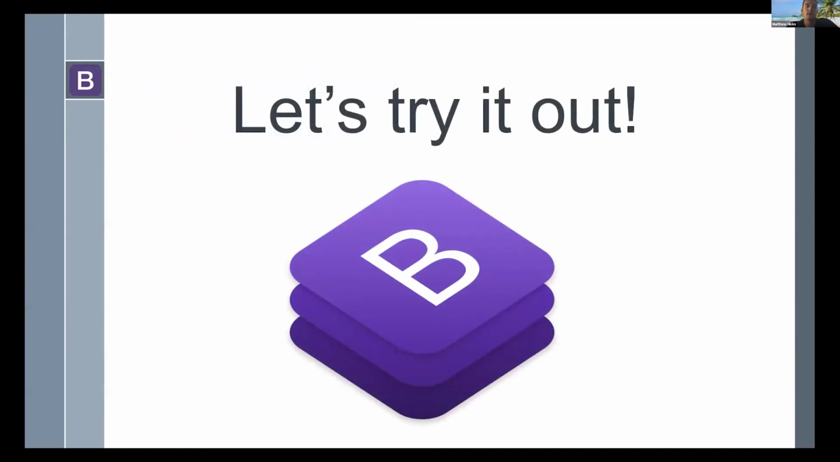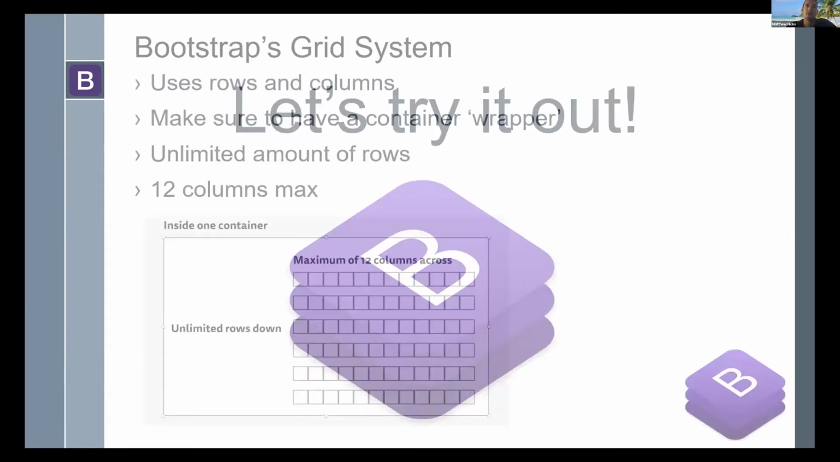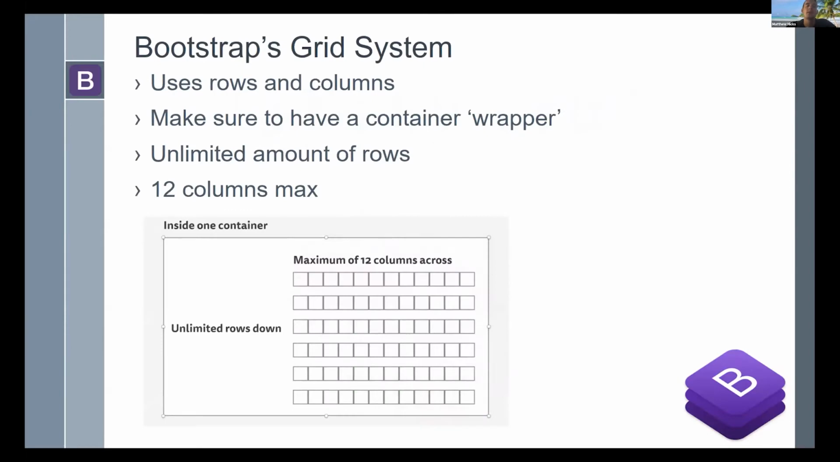So let's try it out, okay? So first thing I want to say before we actually dive into Bootstrap is I want to talk about the grid system a little bit. If you've ever looked at a piece of grid paper, you know that it has rows and columns. Well, Bootstrap works the same way with its grid system. It uses a rows and columns system. The maximum amount of columns across is 12.